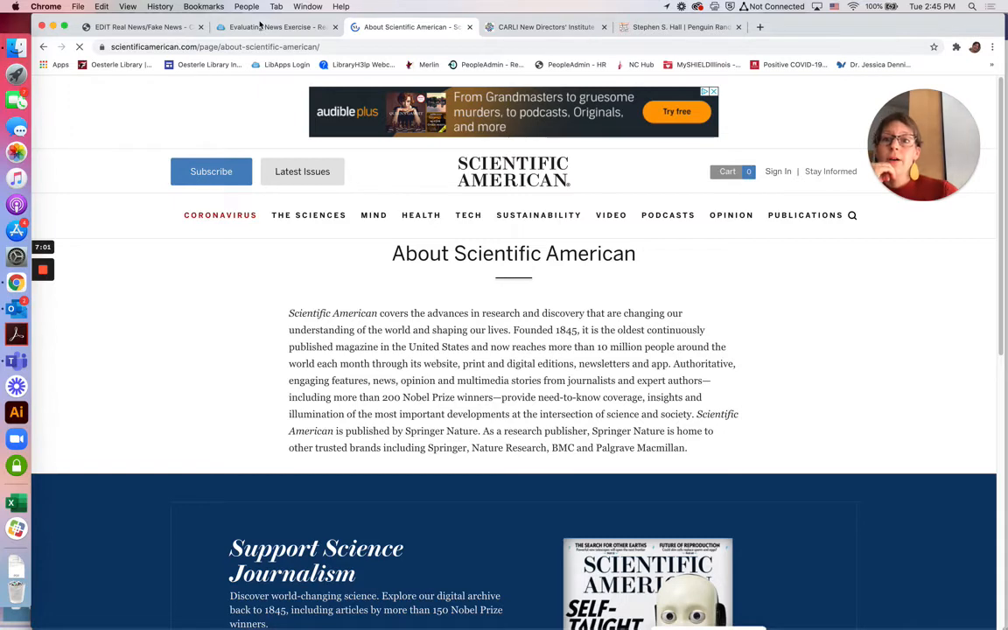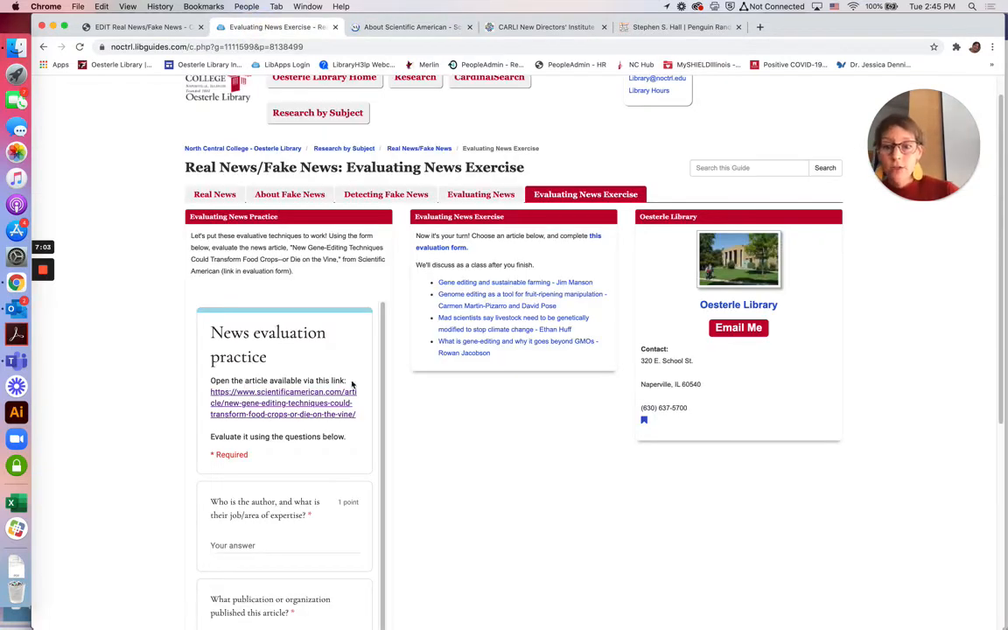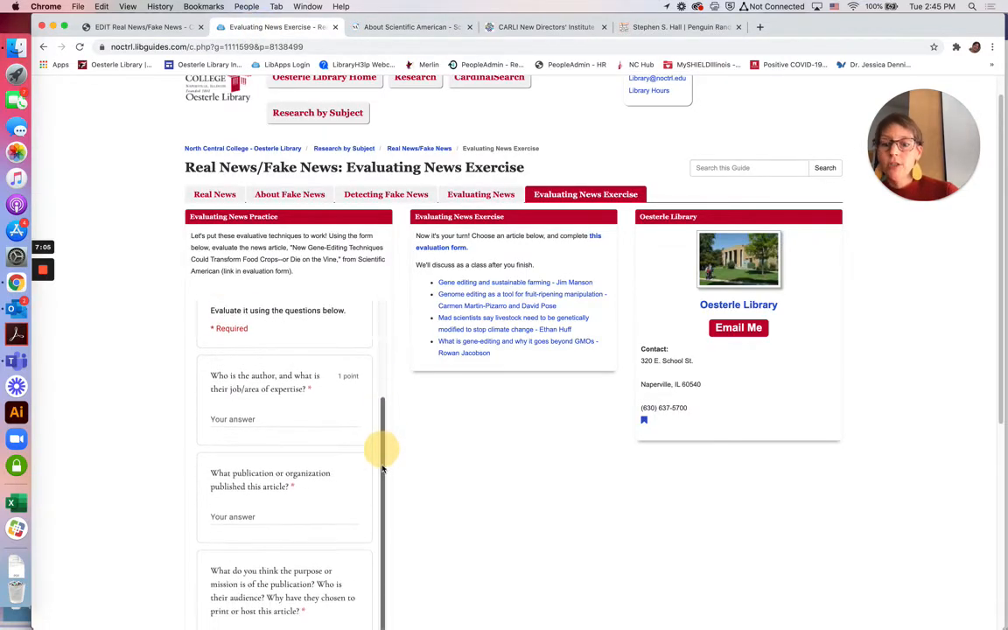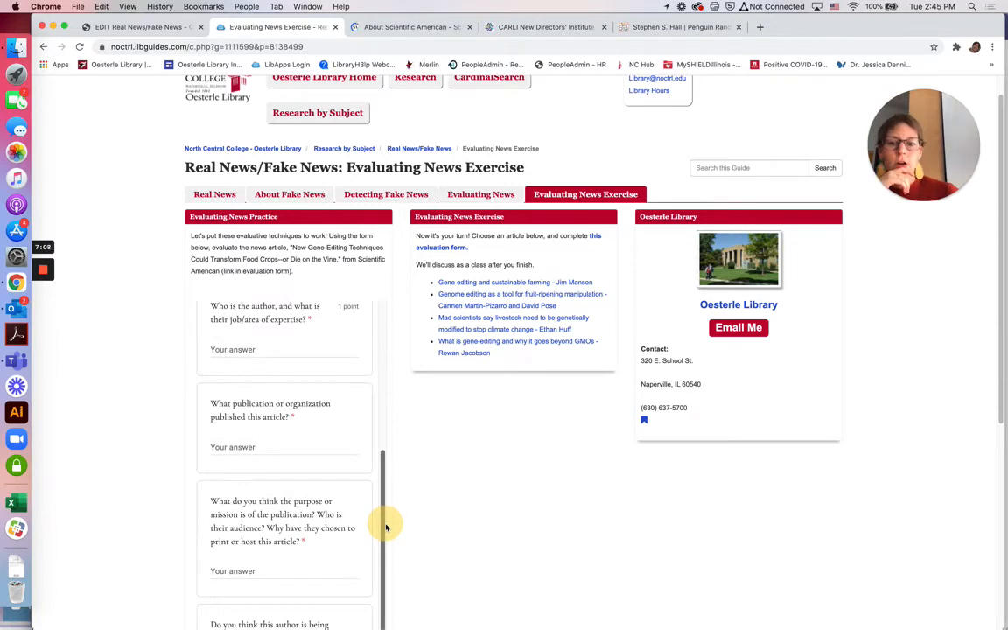Right. So if we're thinking about that, then we can take a look at these other questions. We know that Scientific American published the article. What's the purpose or mission of the publication? It's exactly what they said in the about section, that connection of science and society. Why have they chosen to print or host this article? Because the author also focuses on that exact intersection in his own work, as he has demonstrated with his books and his other articles writing for this particular publication and others. So it's a perfect fit.